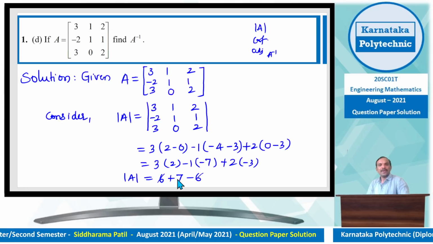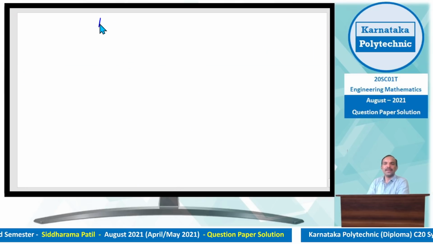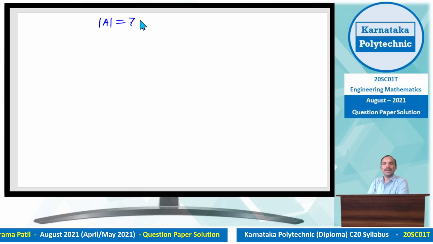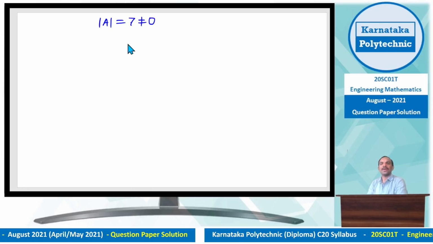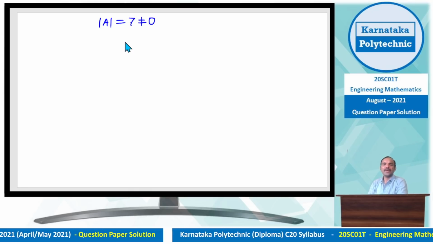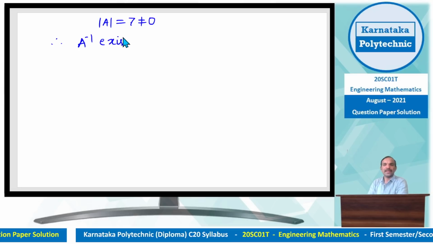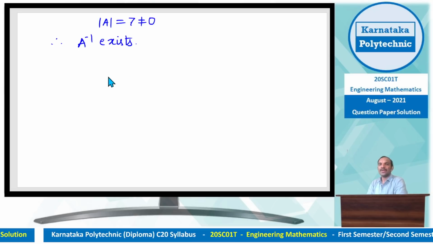Therefore, determinant of A equal to 7, which is not equal to 0. That is important. Only if it is not equal to 0, A inverse exists. Therefore, A inverse exists. Now, I have to find out the cofactors.